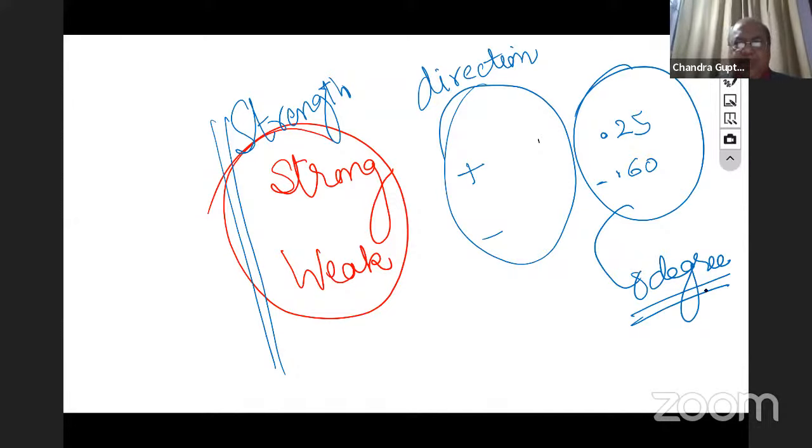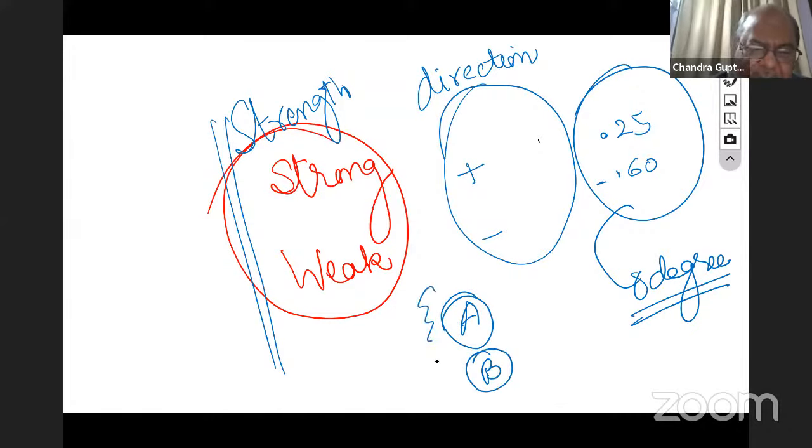Okay. Now let me ask you a simple question. There are two children in a family. Do you see any association in the level of their education? Two children in a family. Let me name them as A and B. Do you see any association between their education level?